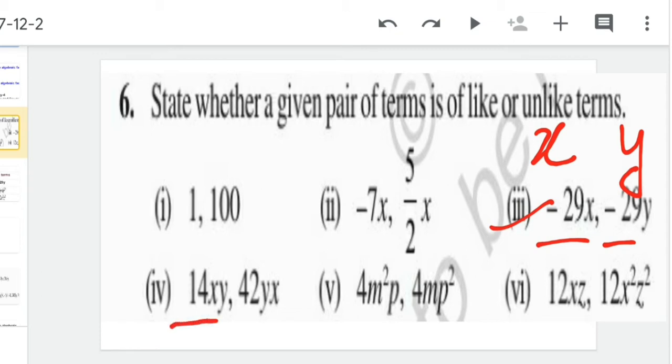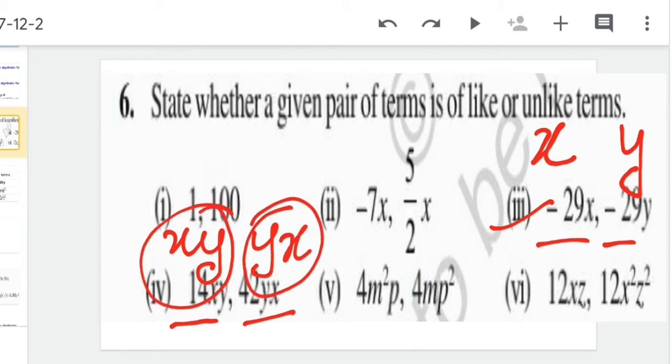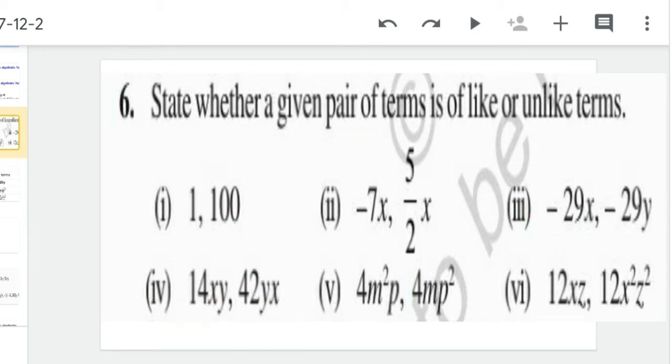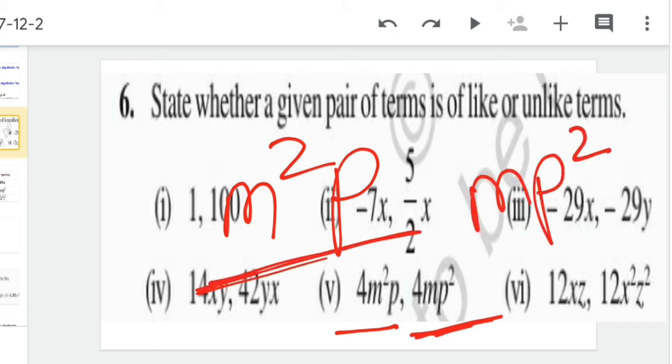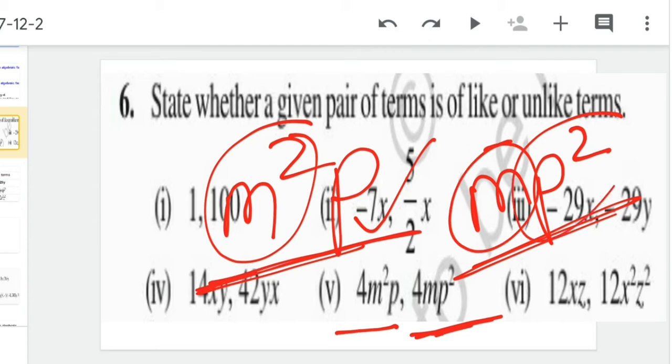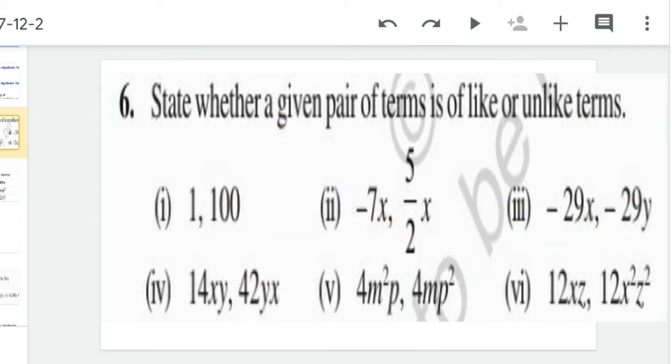Similarly, in the fourth part we have 14xy and we have 42yx. You can see here in both the cases we have the same algebraic factor, that is the product of x and y. We can write the product as xy as well as yx. So these are like terms. In the next part we have m square p, and in the second term we have mp square. In the first term we have m square, that is 2m and 1p, and in the next term we have single m and 2p. So these two are unlike terms.